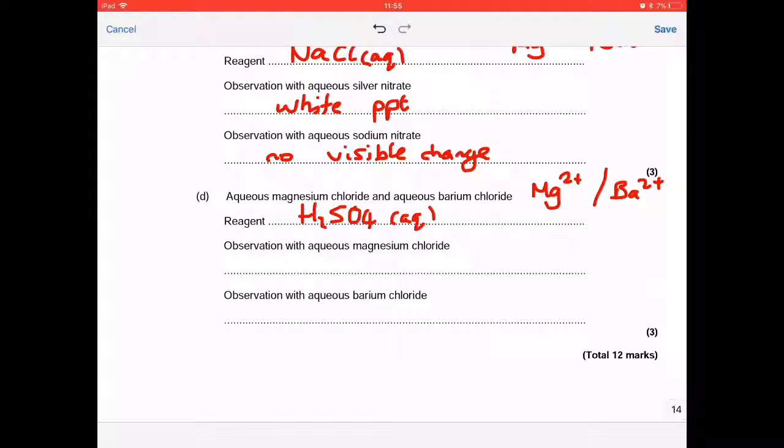With magnesium chloride, remember that magnesium sulfate is fully soluble, so you will see no change, whereas barium sulfate is insoluble, so you will see a white precipitate form. And that is it.